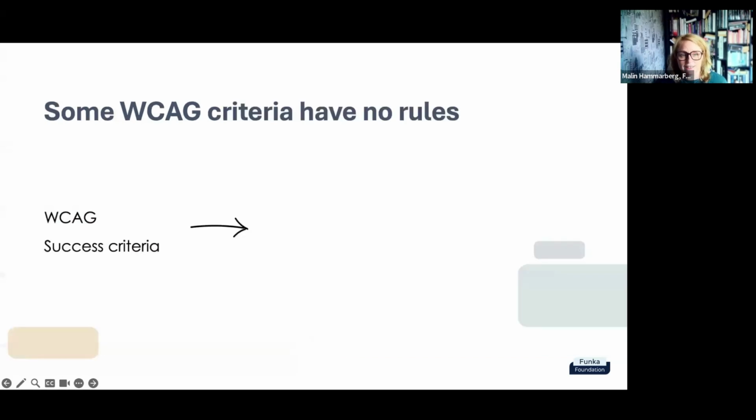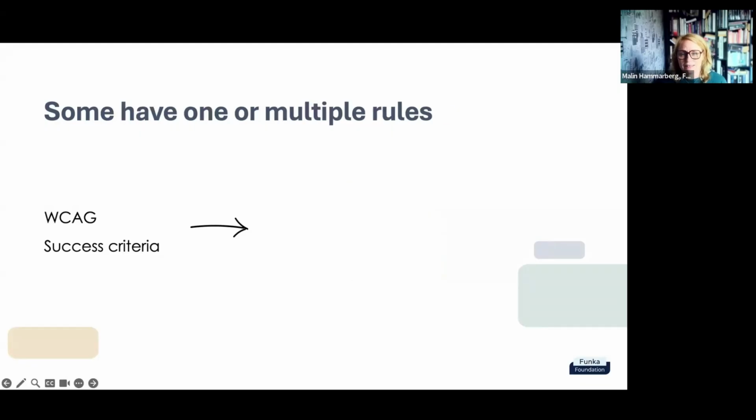So I did some nice illustration. Some WCAG success criteria, and not all of them, have an ACT rule. In fact, some criteria have no rules and haven't had a rule for a long time. For example, 1.4.1, use of color. It's been a part of WCAG since 2.0, but still does not have a corresponding ACT rule. So why is this? Well, it's because some WCAG requirements are difficult to turn into clear, repeatable tests. They often require human judgment and cannot be reliably checked with standardized rules.